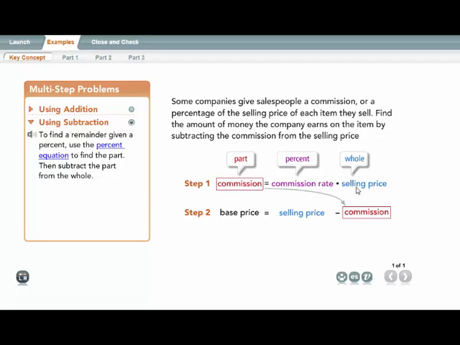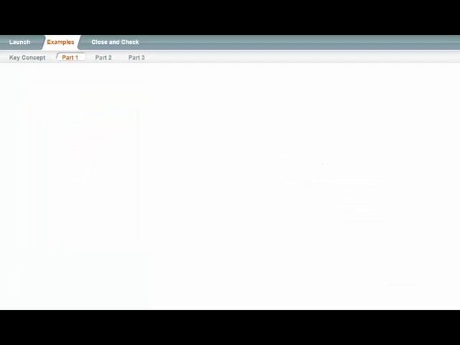So then we take the selling price, how much that item initially cost, subtract the commission, and we now know the base price. Okay, so these are two equations that we're going to be using a lot, so please make sure that you're writing this one down as well. This one is when you need to subtract.